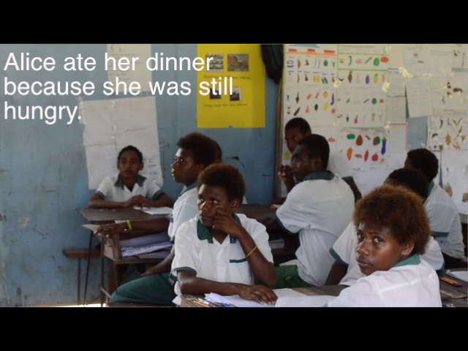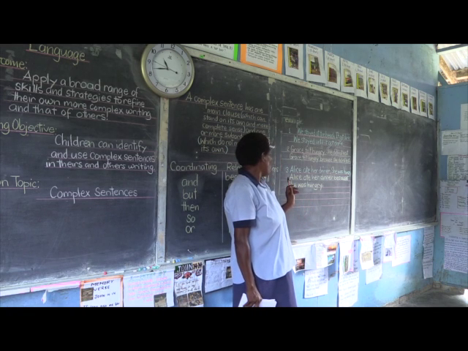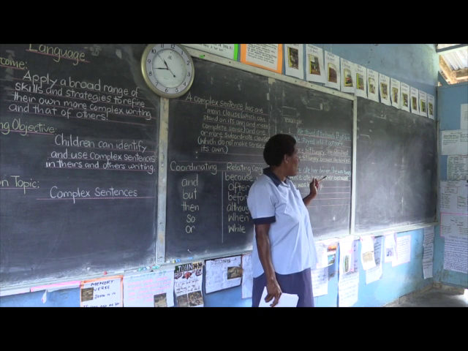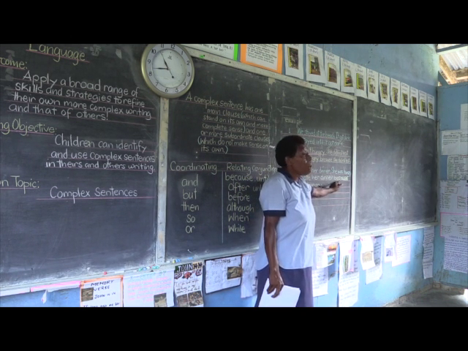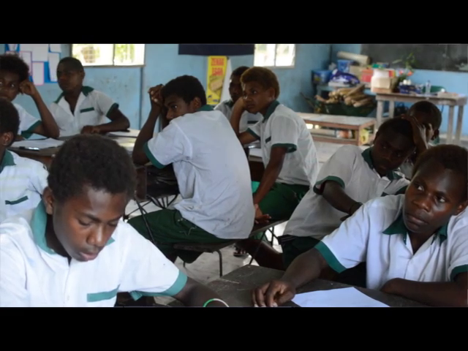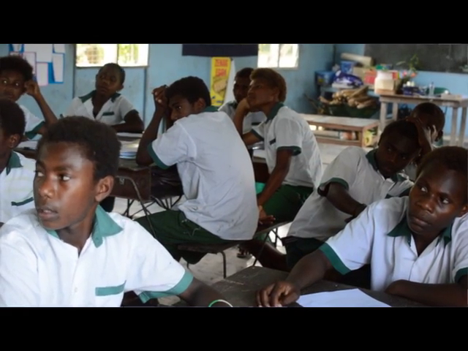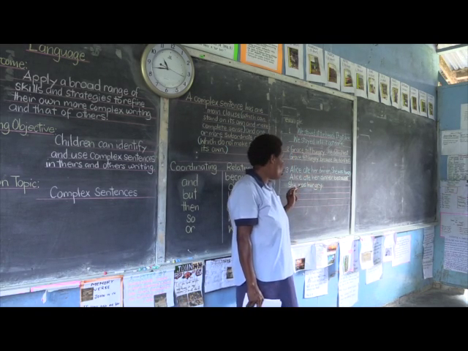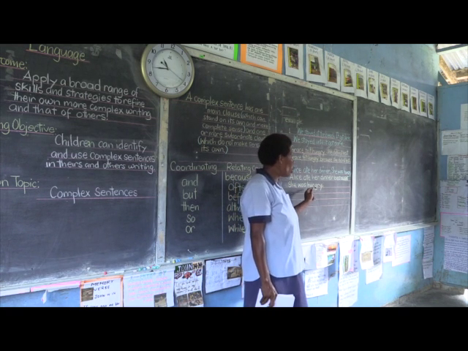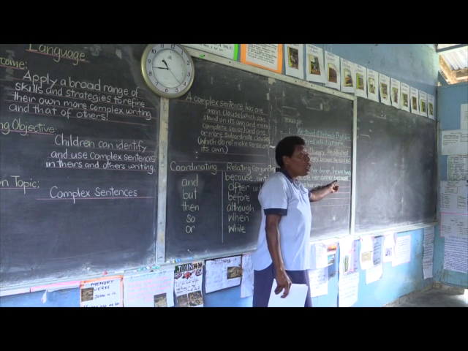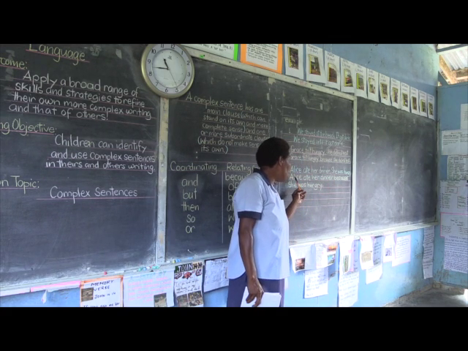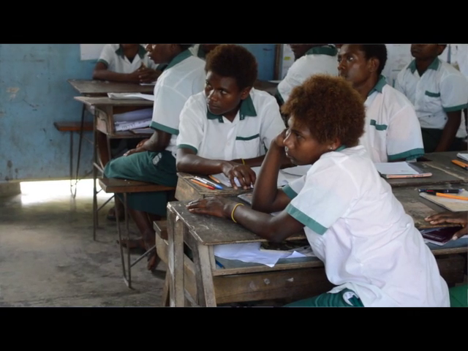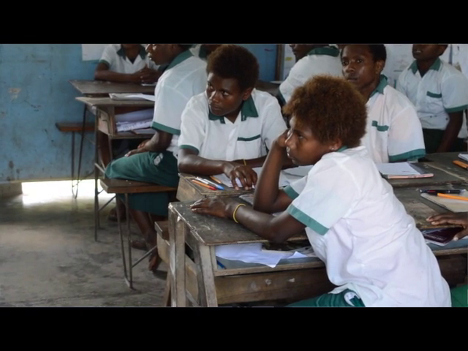Right, very good. The relating conjunction is the word because. The main thing happening is Alice ate her dinner. And the reason for her eating her dinner is because she was hungry. So this relating conjunction has related the main idea to the subordinate clause.